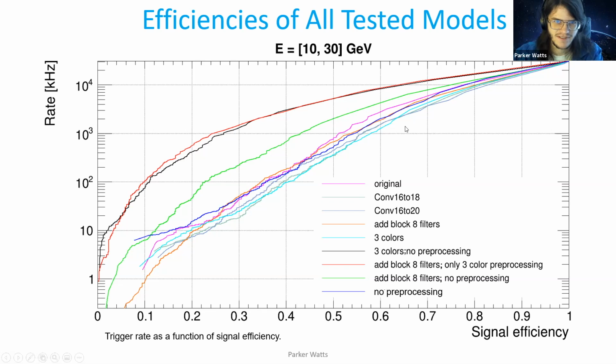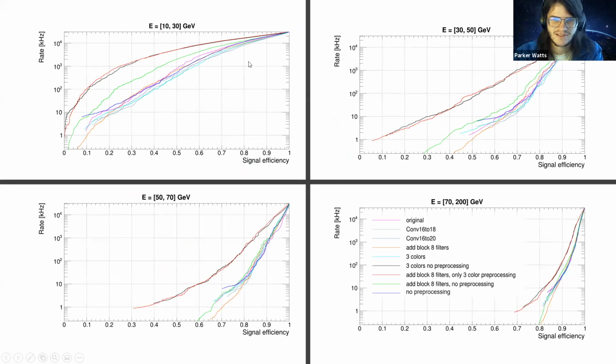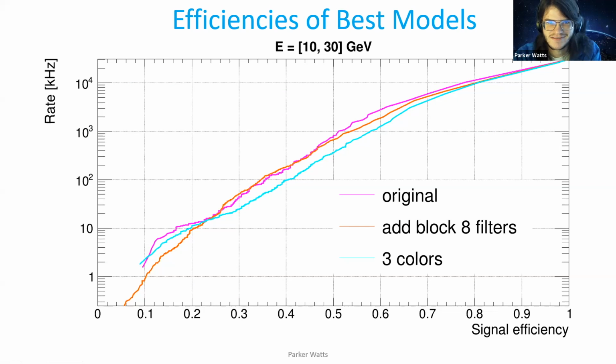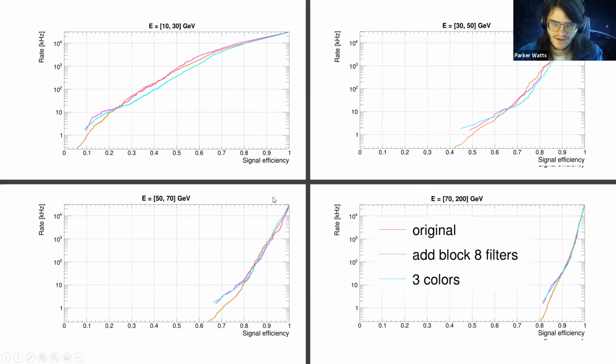And then this is also for the energy of 10 to 30 GeV. So that's only the photons in that energy range. And then now you can see all of the energy ranges. As the energy gets higher, all of these lines sort of converge, so it matters less and less. And here I've just blown up the best models. And then at all energies for completeness, with the original add block in 3 colors.